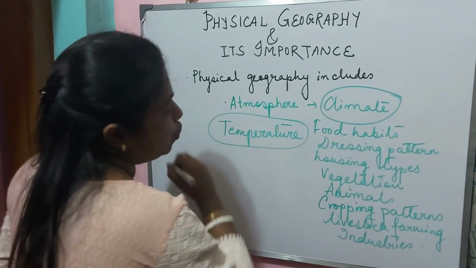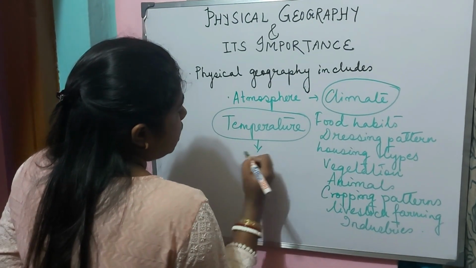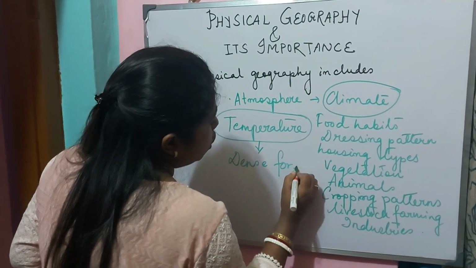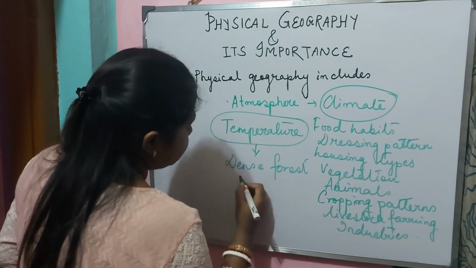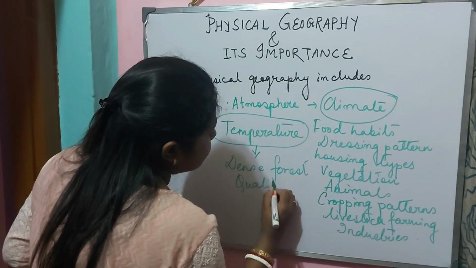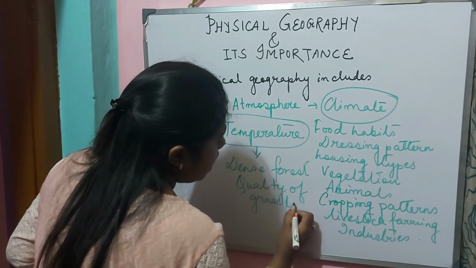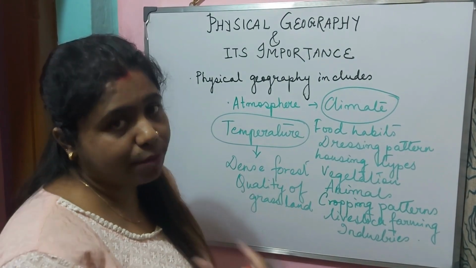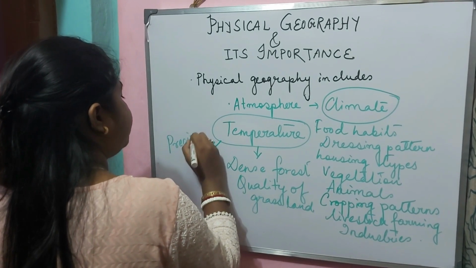Temperature plays another important role, because on the basis of temperature, it depends how dense the forest will be. So the density of the forest and the quality of grasslands are dependent on temperature. The areas where temperature is high will also have high precipitation.